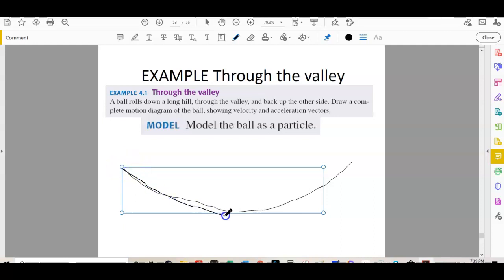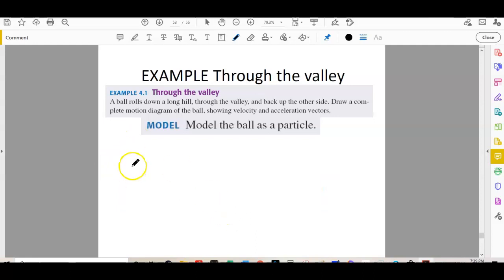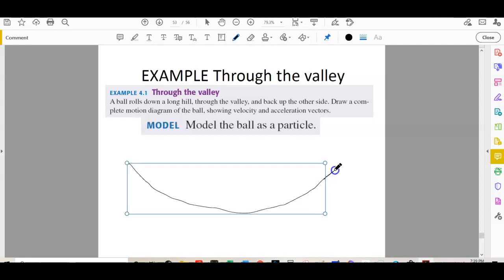And I wish it was more bowl-shaped. Let me redraw that. There we go. Still a little bumpy, but that looks good. So your ball starts here, and it's going to end here.